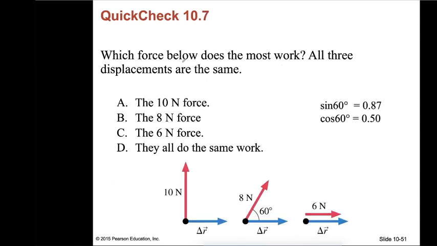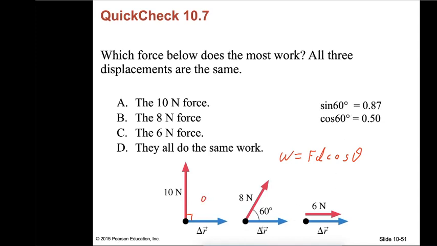Okay, which force below does the most work? This question needs some calculation, so let's see the equation. Work equals F d cosine theta. For this theta, it's 90 degrees. Cosine theta equals 0. So for this force, it's doing 0 work.